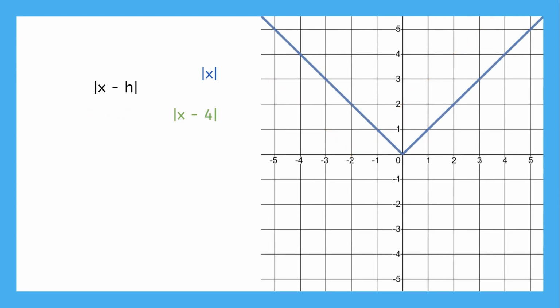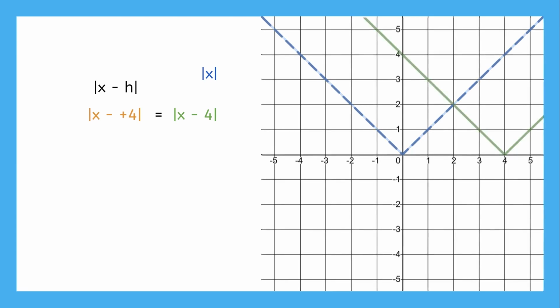So what if we have x minus 4 inside the absolute value? With this function, we are subtracting positive 4. So h is positive. We move to the right 4 units. From now on, it will be super important that you remember that horizontal shifts go in the opposite direction of the sign you see.